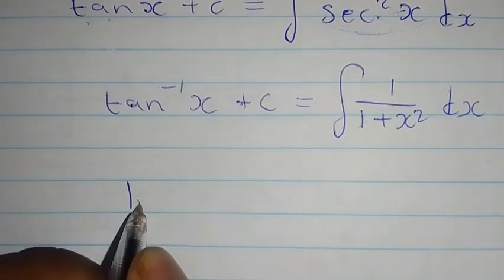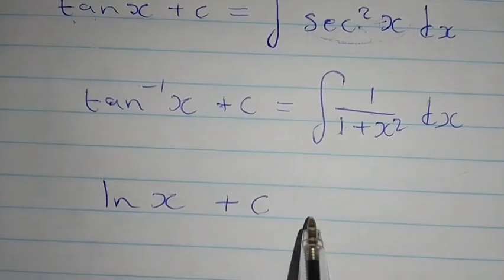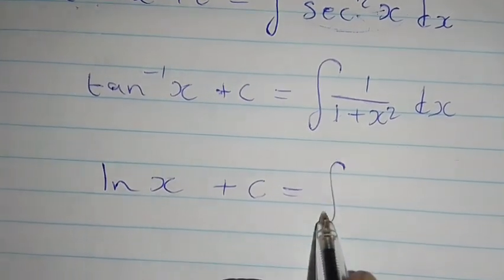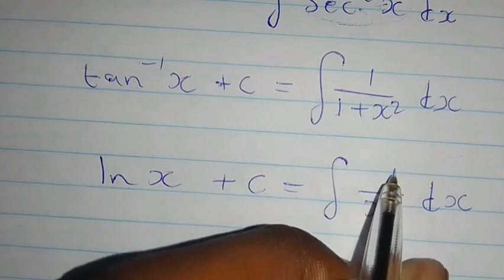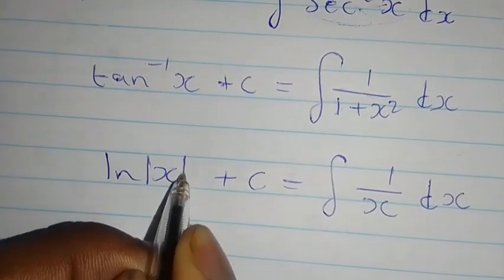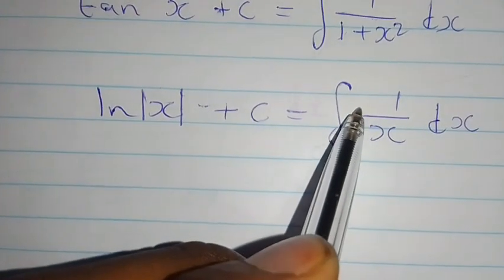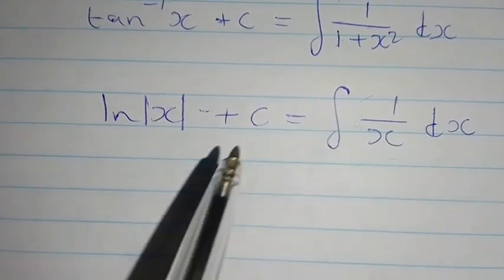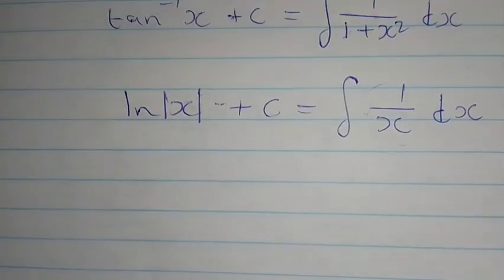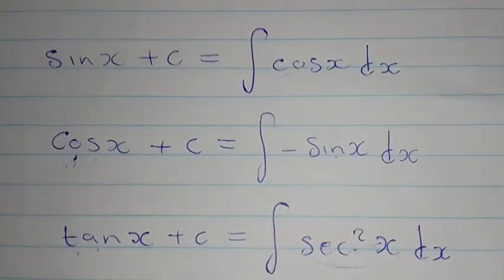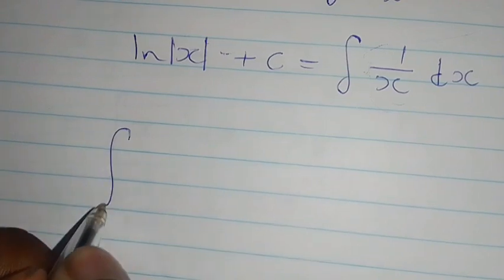Now, what happens when I differentiate the natural log of x? I get 1 over x. Now, suppose that x can be negative. We have to account for that by including the absolute value instead. We have to include absolute values to account for the possible negative values of x. Now, this is basically it about integrals. As long as you know how to differentiate, then you can integrate.